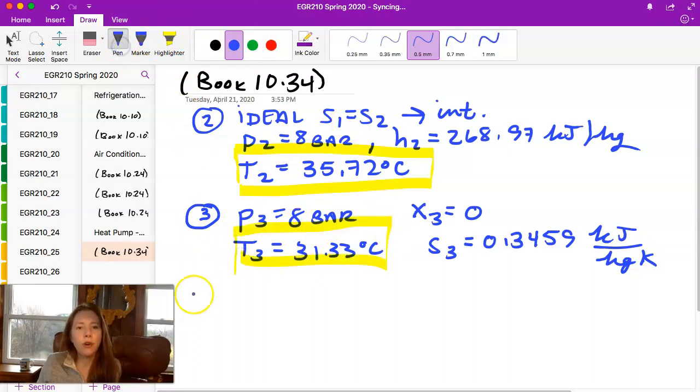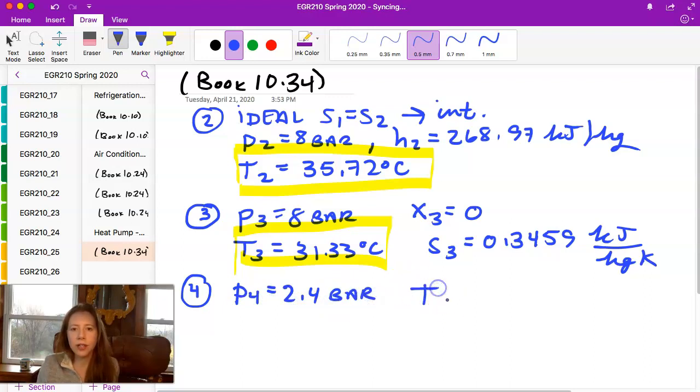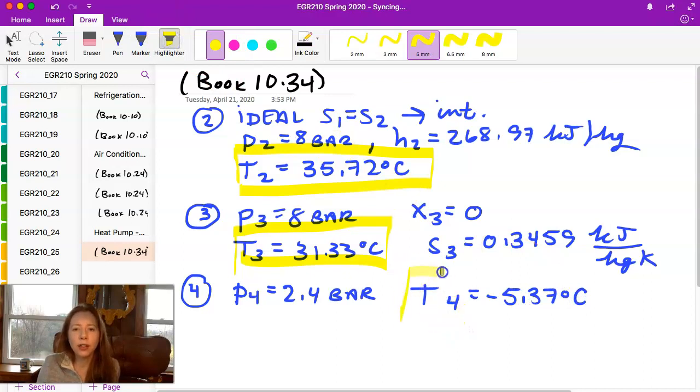Okay, and then for state 4, we're dealing with a valve. H3 is equal to H4, and that's given. It's 93.42 kilojoules per kilogram. P4 is 2.4 bar. And so we can figure out that T4 is minus 5.37 degrees Celsius. All right, so now we have all our temperatures.